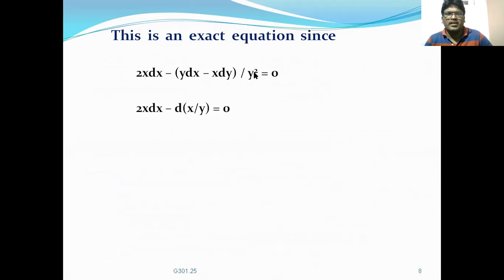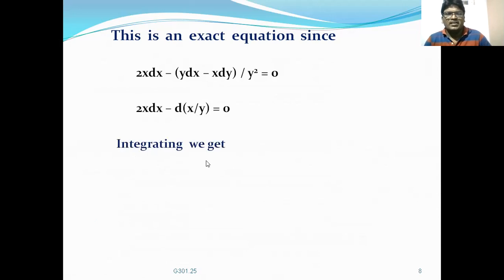This equation can be written using the derivative of x by y formula. Already you know the derivative of u by v is v into derivative of u minus u into derivative of v, by v square. Using that formula, this can be written as the derivative of x by y. Now it is ready to integrate.